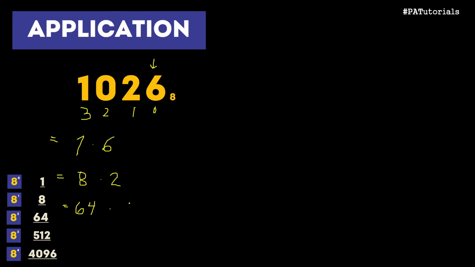Times natin siya dito sa 0. Next naman would be 8 raised to 3, this is 512. And that would be multiplied to 1. Okay? So, 1026, okay siya. 1864, 512, dito, okay siya.